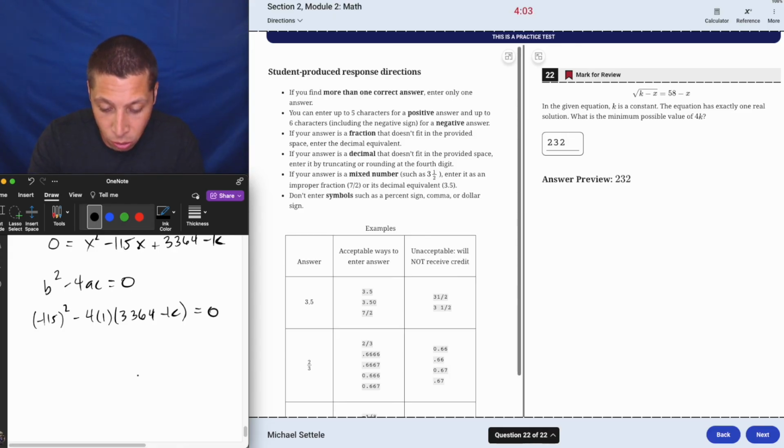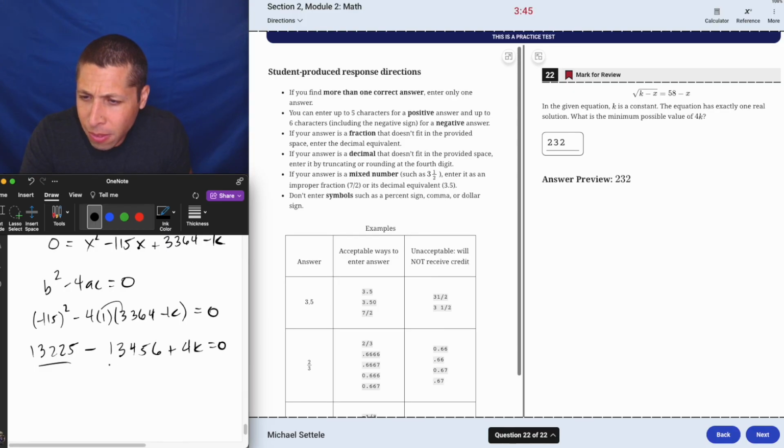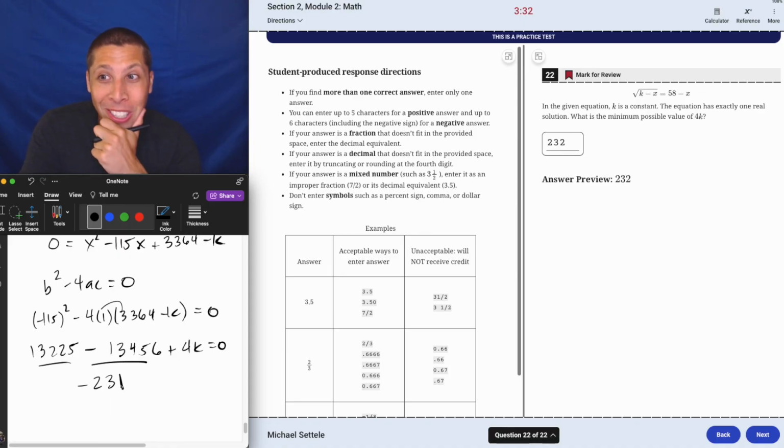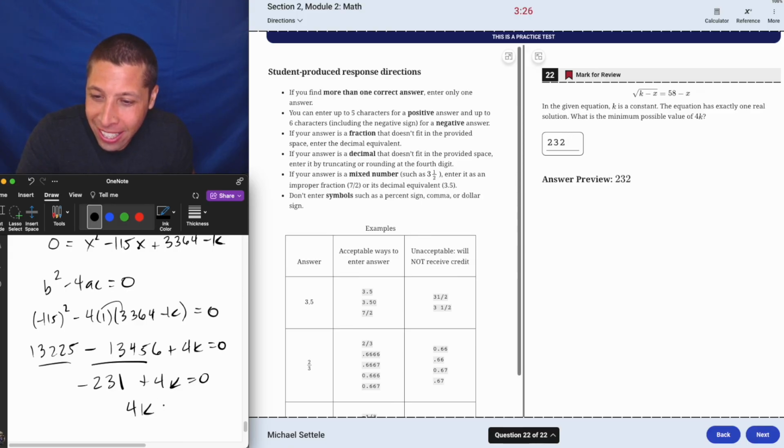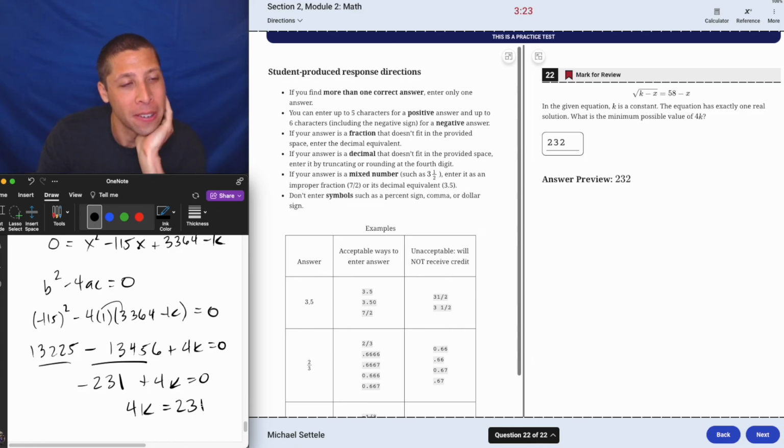So 115 squared is 13225 minus distribute. So 4 times 3364 is 13456 plus 4k equals 0. Combine like terms. 13225 minus 13456 is negative 231. Ooh, interesting. Plus 4k equals 0. So 4k is equal to 231. Not 232.